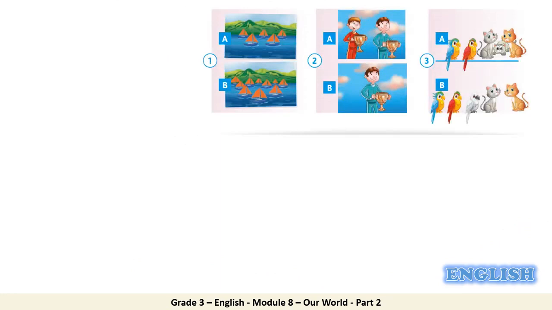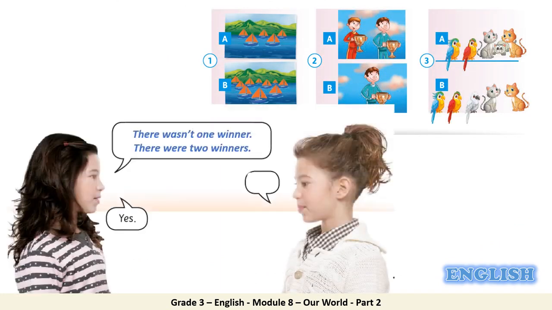Let's play one last time. The description is, there wasn't 1 winner. There were 2 winners. Can you guess the correct one? Fantastic! The answer is 3A. You've done an excellent job today, my dears.